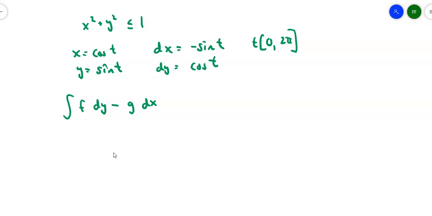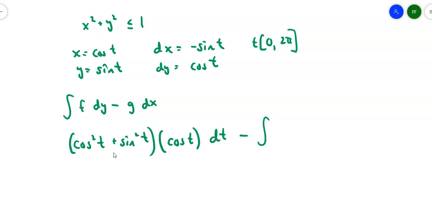So f is going to be what? F is the first piece of our vector field, the x squared plus y squared. So the x squared plus y squared is going to give us cosine squared t plus sine squared t. So that's x squared plus y squared times dy, which is cosine t, minus the integral from 0 to 2 pi of x squared plus y squared. Well, that's the first term. The second term is just 0 times the sine of t. So the f was the x squared plus y squared, the g was the 0. And then, of course, that takes care of that whole piece over here.